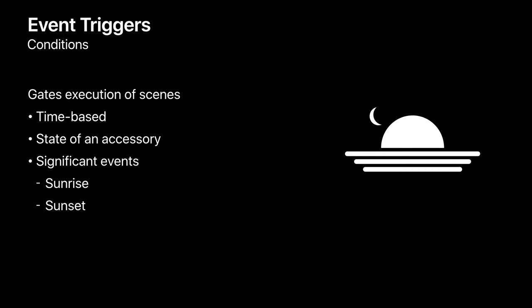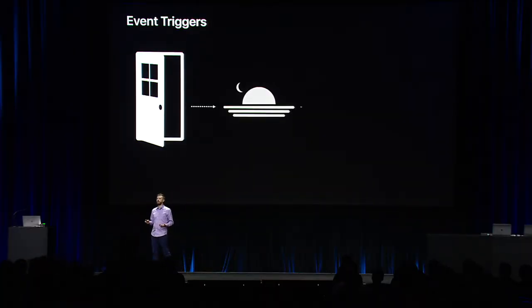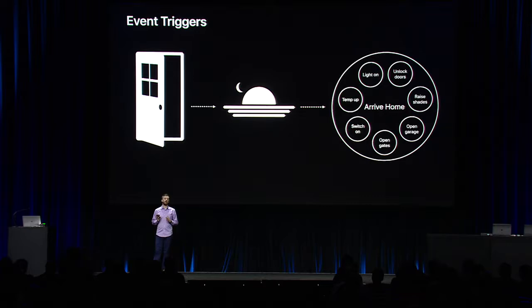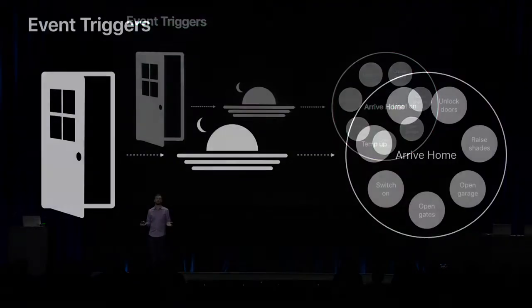Now, as an example, when we arrive home and we open our door, in this case, opening the door is our event. And after dark, this is our condition. It's based on a significant event of sunset. We want to say, execute our arrive home scene. And that's an event trigger.